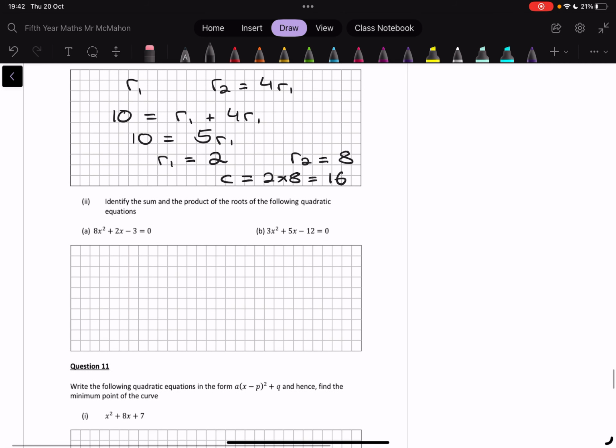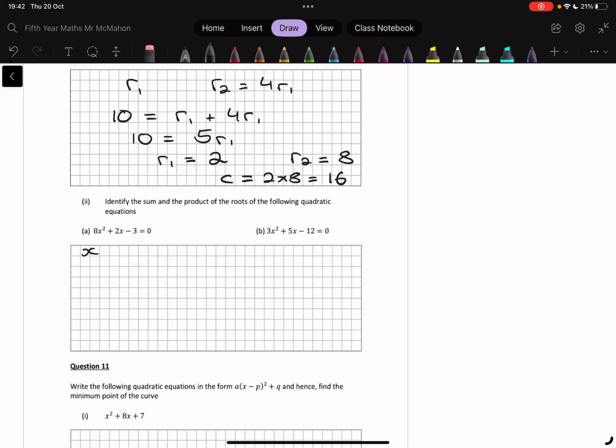Looking at the next part, we have to identify the sum and the product of the roots of the following quadratic equations, and this is where we have to remember that in order to use our formula, we have to have equations where we just have x squared, and with 1 as the coefficient, so no other number as the coefficient of the x squared.